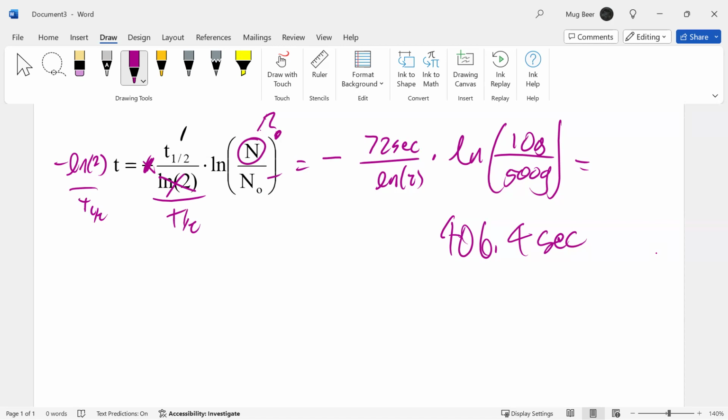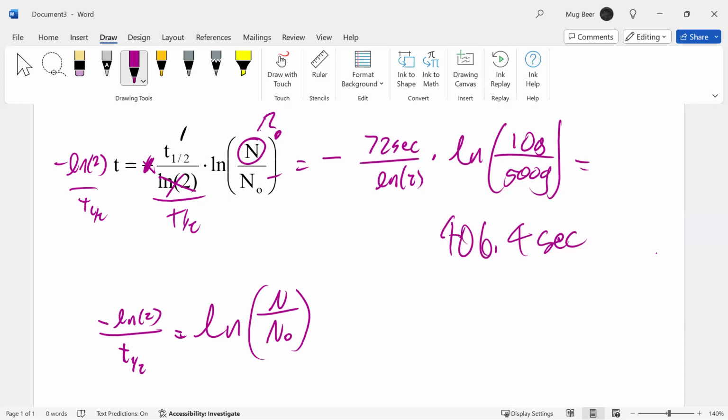So at this point, I end up with negative natural log of 2 divided by half-life is equal to the natural log of N divided by N-naught. Are we okay with that algebra? Literally just flip the fraction and move the sign over.